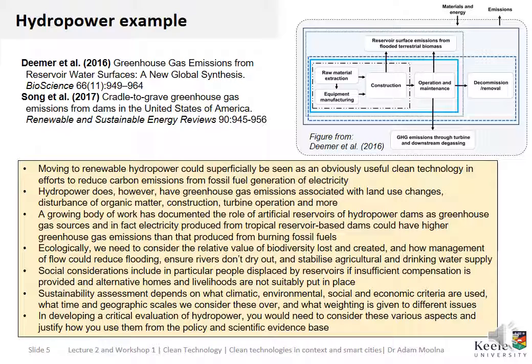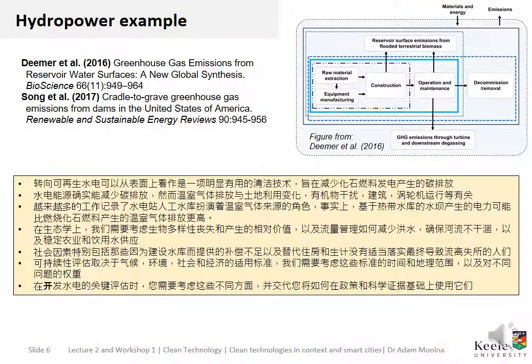Sustainability assessment depends on what climatic, environmental, social and economic criteria are used, what time and geographic scales we consider these over, and what weighting is given to different issues. In developing a critical evaluation of hydropower, you would need to consider these various aspects and justify how you use them from the policy and scientific evidence base.